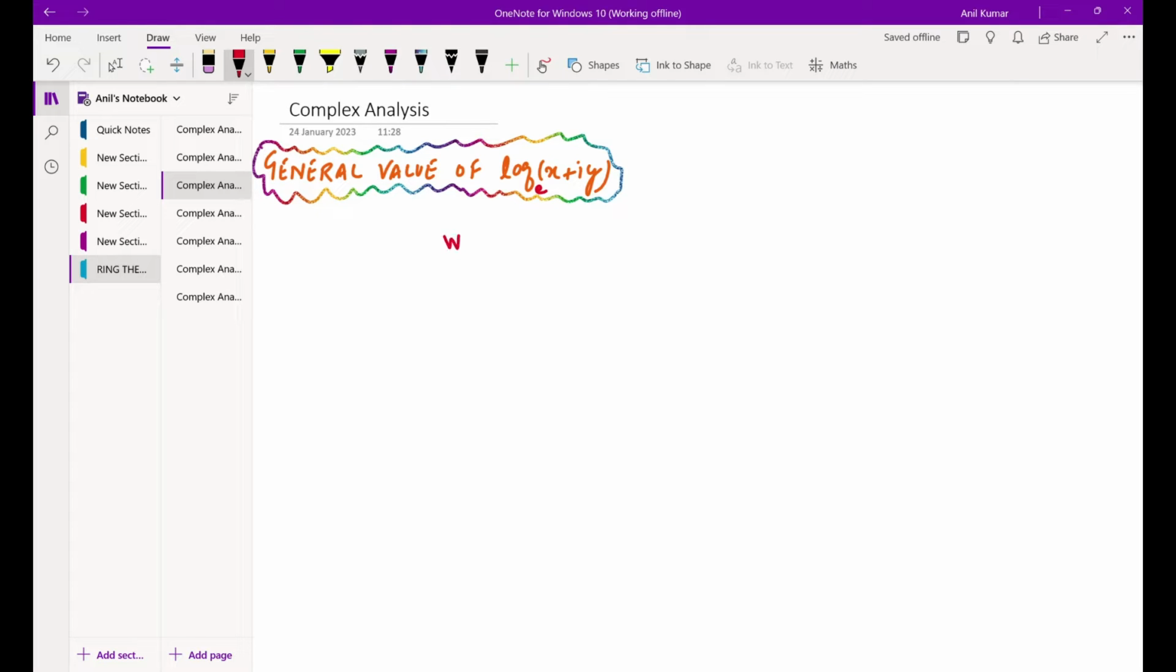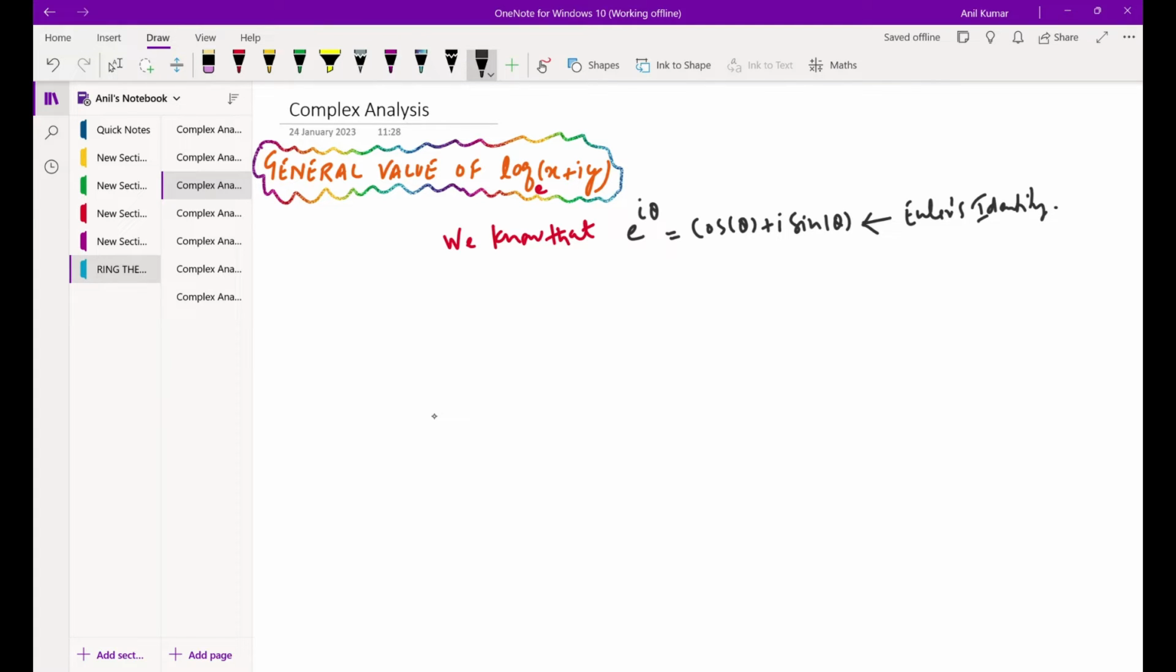We know that e raised to the power iota theta is equal to cos of theta plus iota times sine of theta. This is nothing but the identity which was given by Euler and is known as Euler's identity.